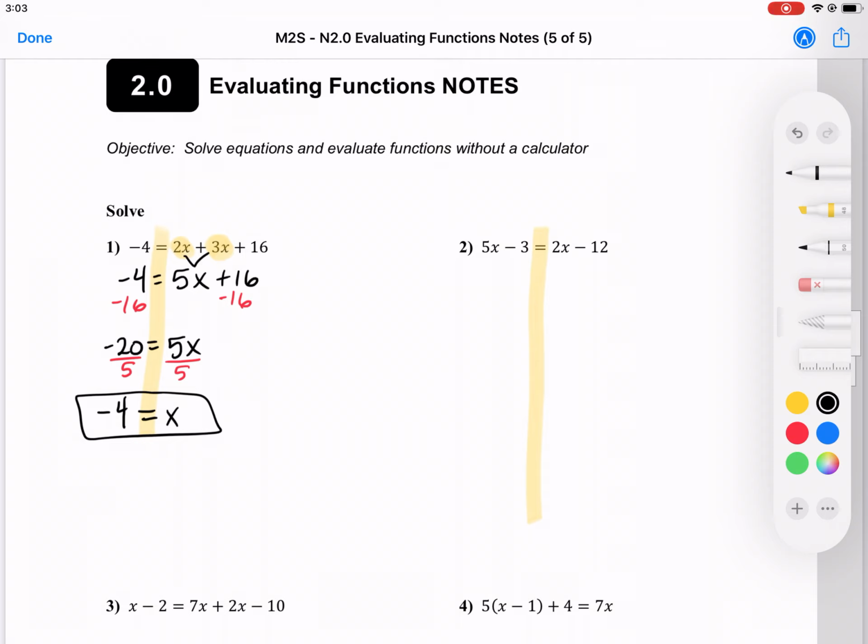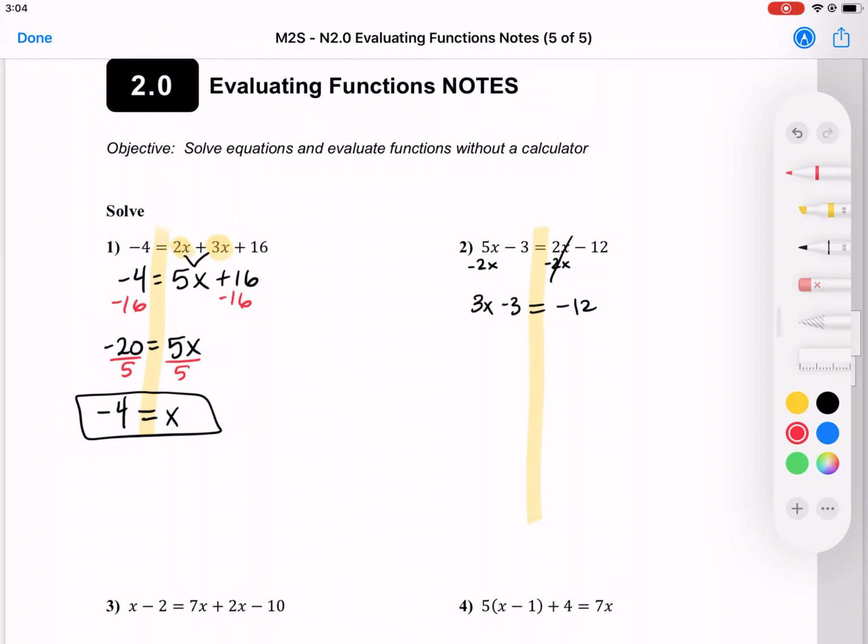I'm just going to move all the x's to one side first. And you can just choose which side. I'm going to move the 2x, so I'm going to subtract 2x. So that will give me 3x minus 3 equals, well, 2 minus 2 is 0, so we just have -12.